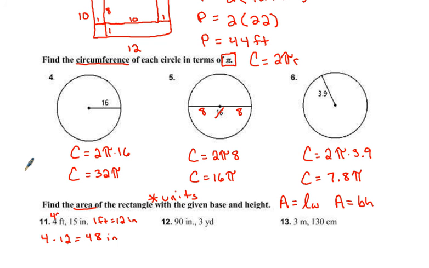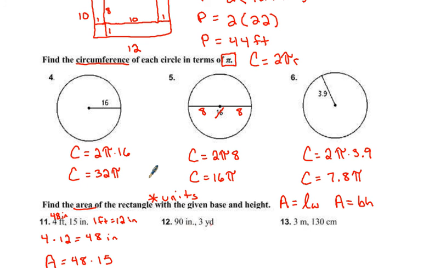Now that I have that as 48 inches, I can do the problem and set it up as area equals 48 times 15, which means my area would equal 720 inches squared. Remember, when we do area, it's always units squared.